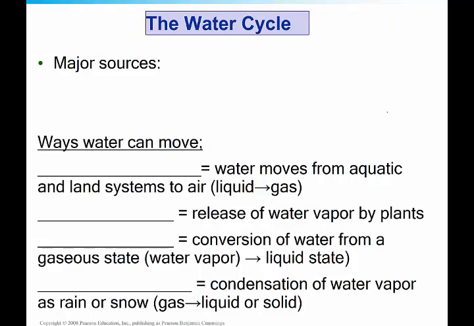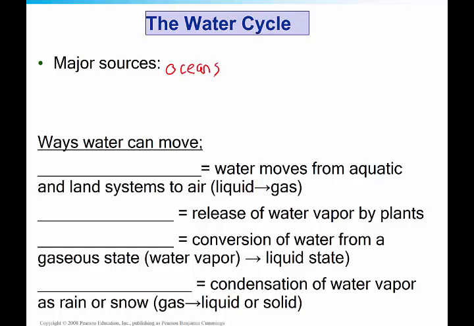So the amount of water in our ecosystems is finite. And to get a better understanding of the water we have, it helps to know how it moves through the environment. And that is what the water cycle is. It's the movement of water through the environment. So what are the major sources of water? Well, we've already said there's plenty of water found in oceans.